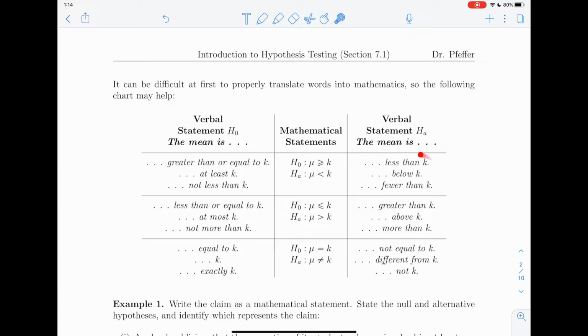Those are the statements we have over here: less than k, below k, fewer than k. Similarly, if we flip all of these inequalities, it trades out the math statements, and the English as well. Here, the null hypothesis is mu being less than or equal to k, so less than or equal to k, at most k, not more than k. The complement is strict inequality, and here the alternative hypothesis is that mu is greater than k, above k, or more than k.